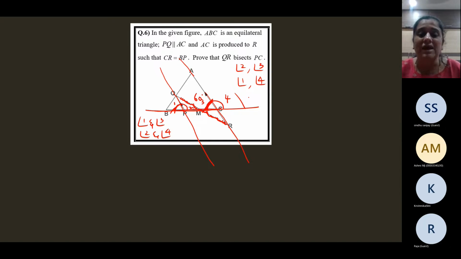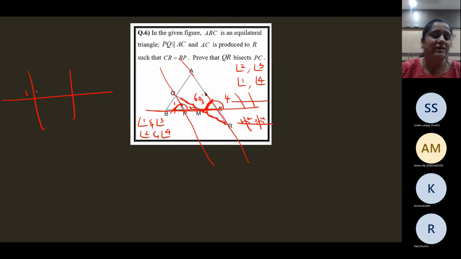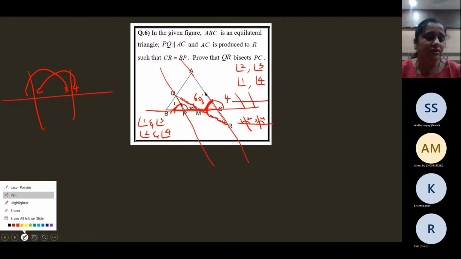So we should identify the parallel lines and the transversal. These are the two parallel lines. This is the transversal. These angles are formed on one side of the transversal: exterior, interior, interior, exterior. So this exterior angle and this interior angle are corresponding angles. This interior angle and this exterior angle are corresponding angles. Now we have understood.